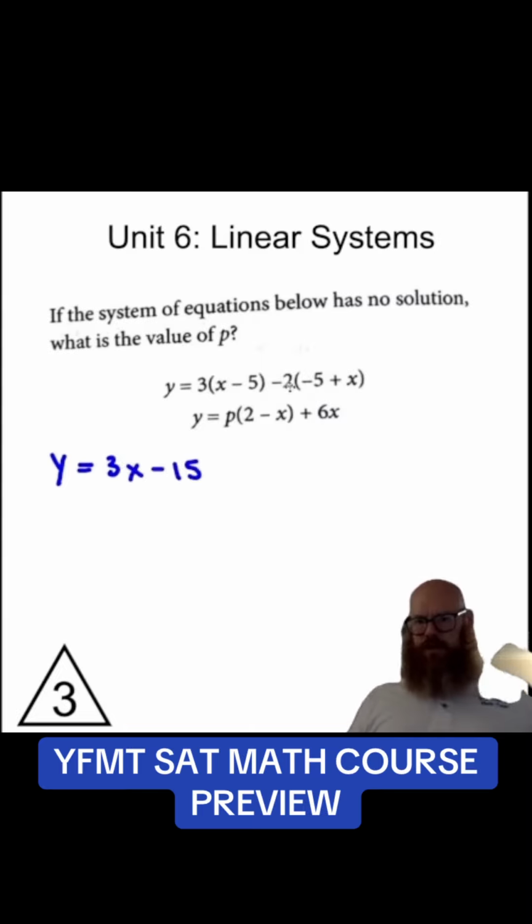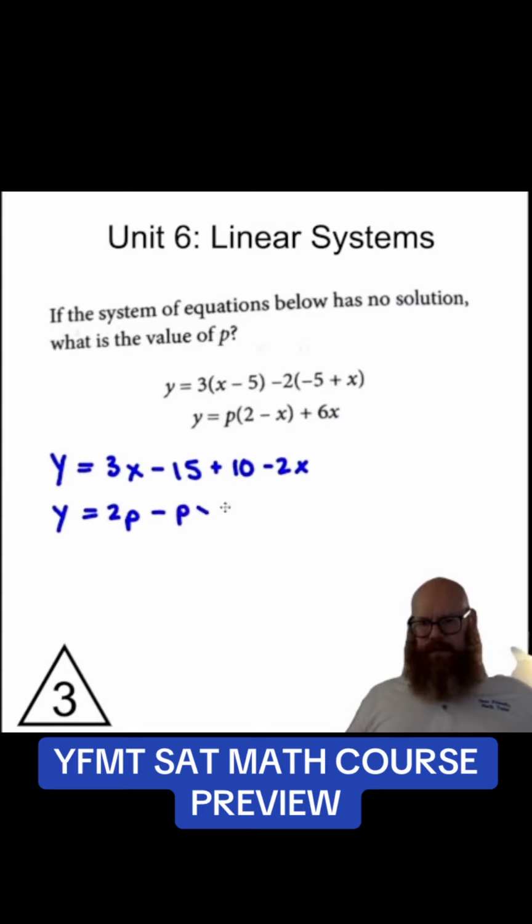So I'm going to distribute appropriately here. So this becomes positive 10 minus 2x. I'm going to do a little bit of a shortcut. This one is, if I distribute, I get 2p minus px plus 6x. Now, I could go a step further and simplify each of these, but I'm not. I'm going to say this.